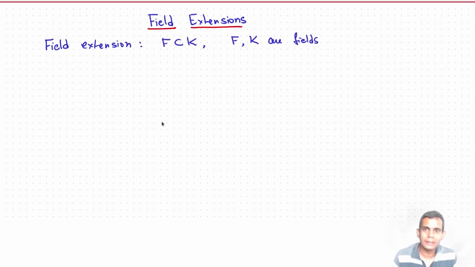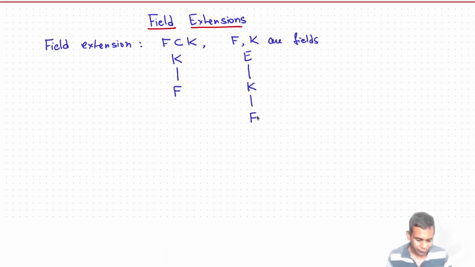Usually we write this field extension in the following visual form. We write the big field on top and the smaller field on the bottom, and we link them by a line. A line going from up to down means that the field at the lower end of the line is a subfield of the field on top. We may also have towers of fields, like a big field E containing a field K containing a field F, and we'll see more complicated diagrams of this kind later on. So this is just the notation for a field extension.